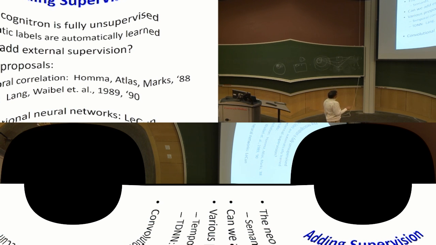The neocognitron is fully unsupervised, and the notion of adding supervision to it obviously comes up. There were several proposals. Homer, Atlas and Marks in 1988, and at CMU, Kevin Lang came up with a very nice model in 1989. And that's what became time-delay neural networks. And a year later, Yann LeCun independently came up with the 2D version of what we call TDNNs. And that's what we call ConvNets.